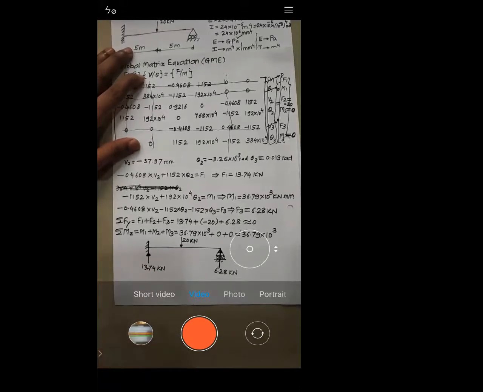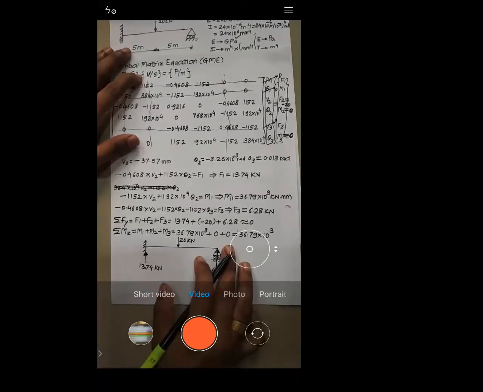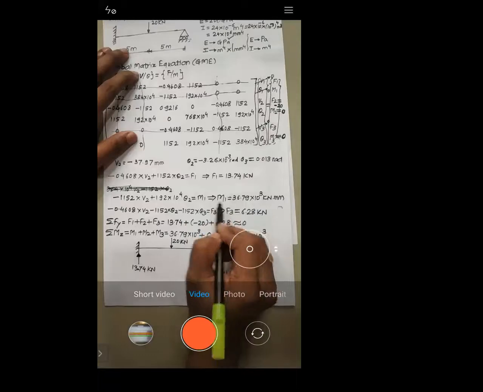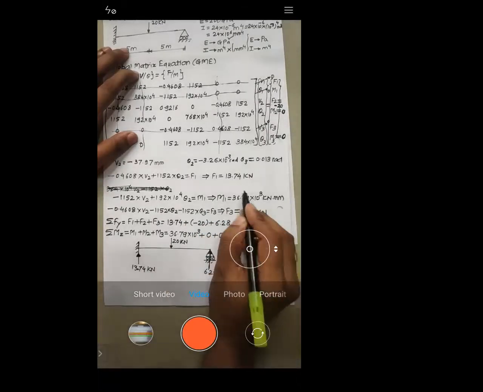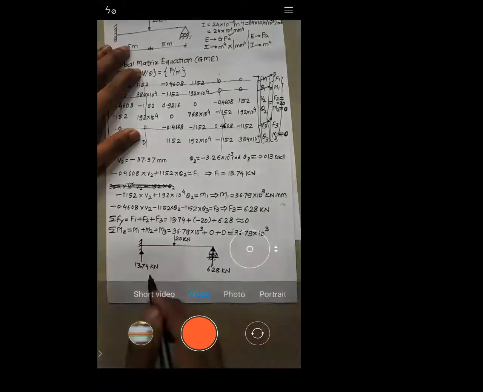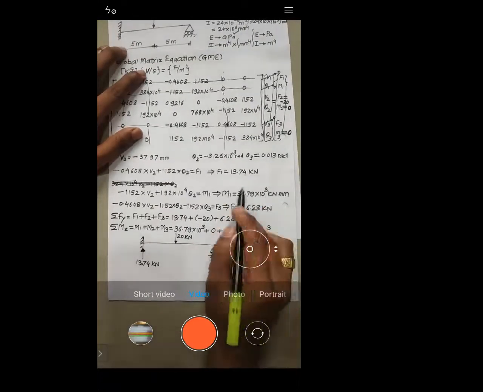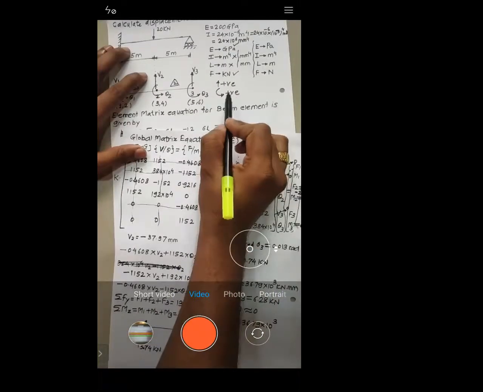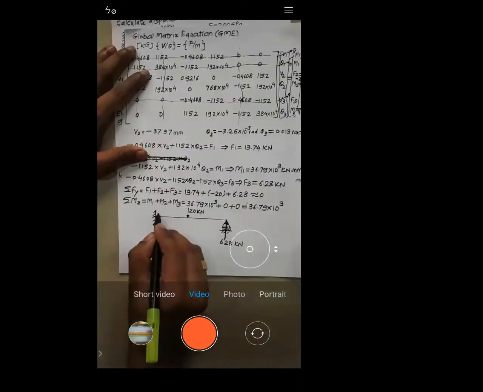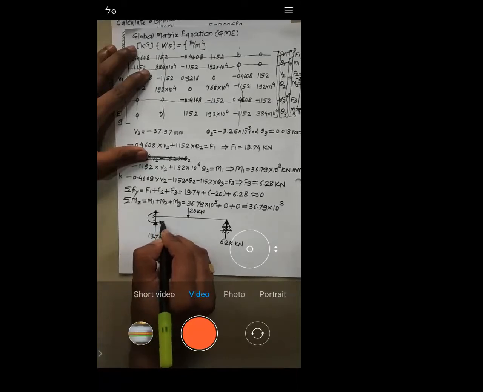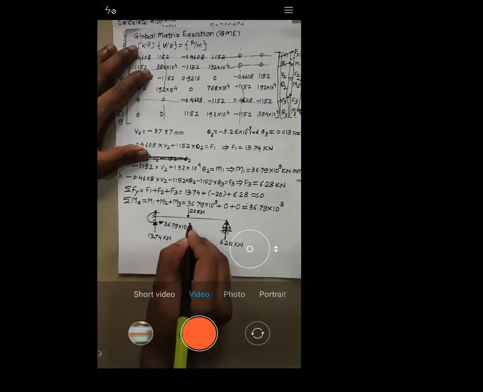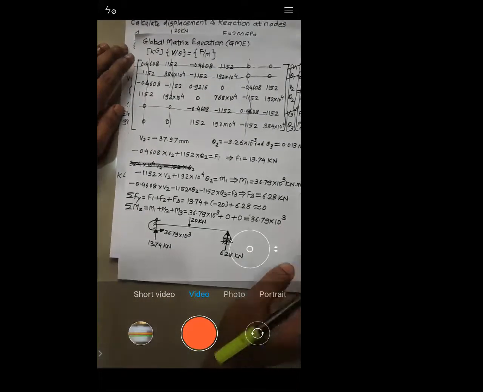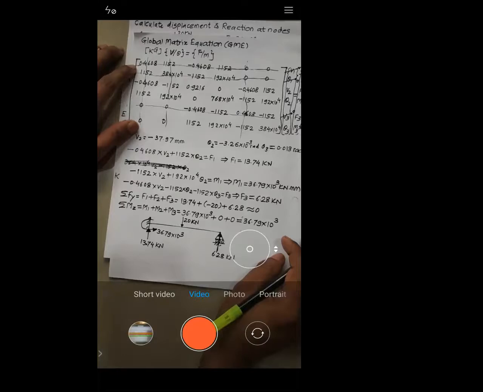Now see, what is the case? If you see at node 1, what moment is produced when you apply 20 kilonewton? M1. And in what direction is it coming? It is a positive value, so it is anti-clockwise. So how much moment is produced? Anti-clockwise, and that is 36.79 into 10 to the power 3. Is it okay or not? Yes or no?